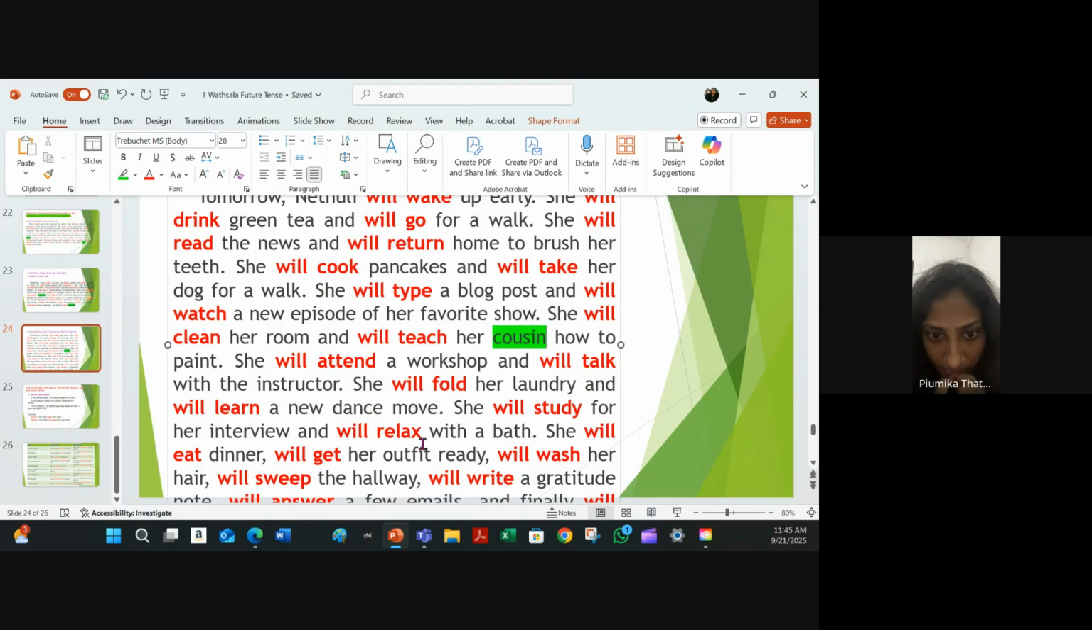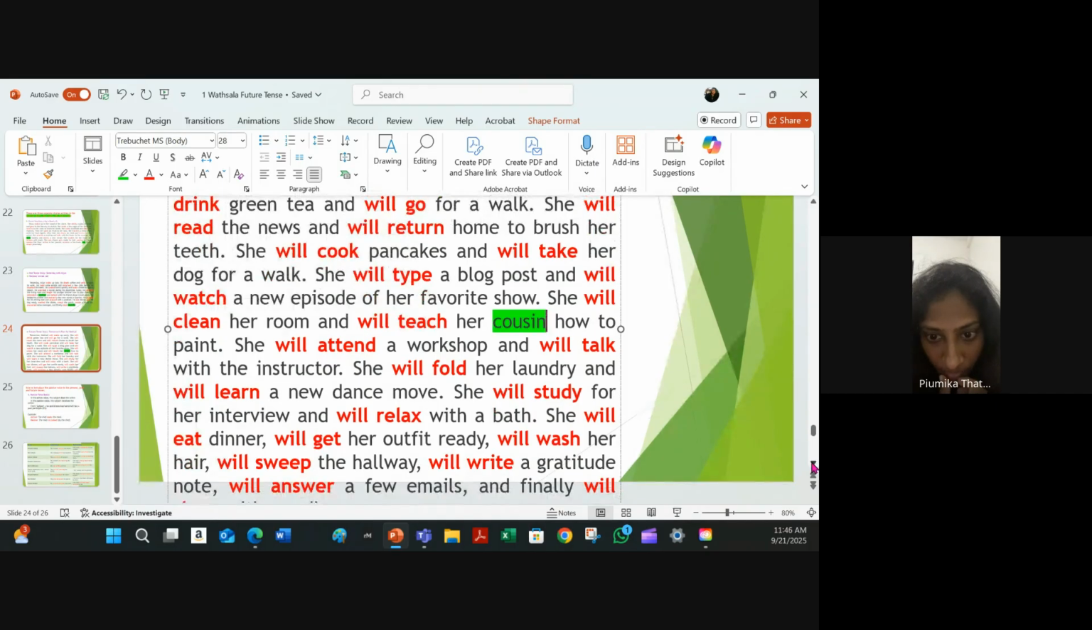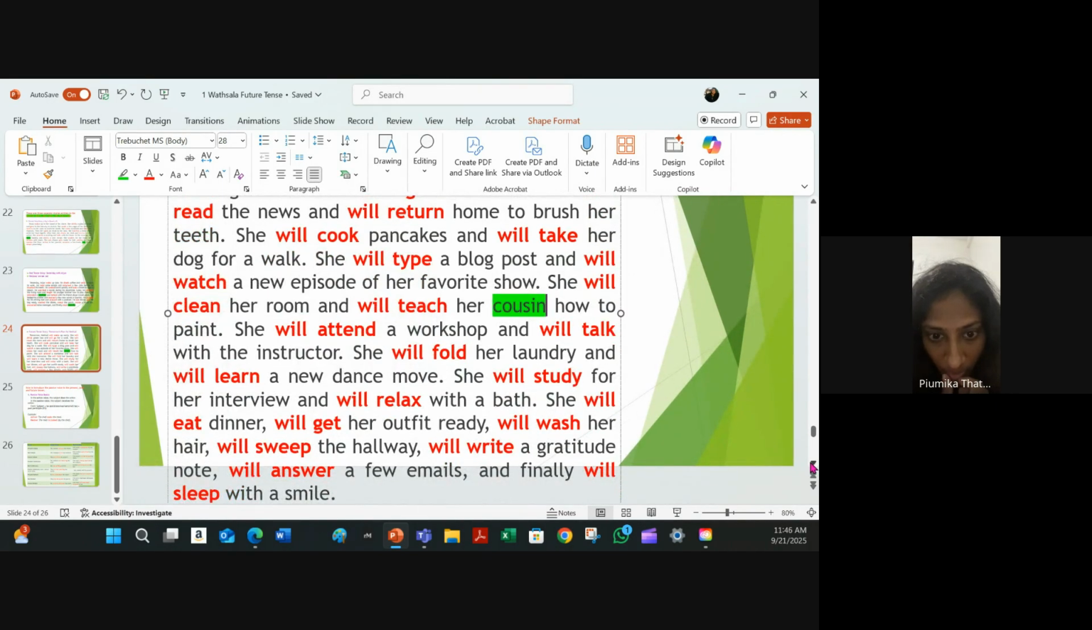We will eat dinner. We'll get our outfit ready. We'll wash our hair. We'll sweep the hallway. We'll write a gratitude note. We'll answer a few emails. And finally, we'll sleep with a smile.